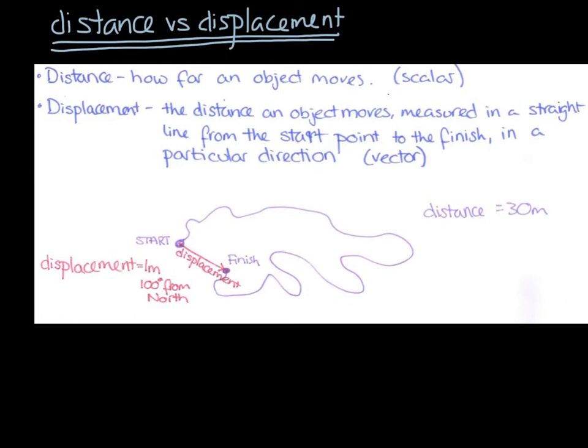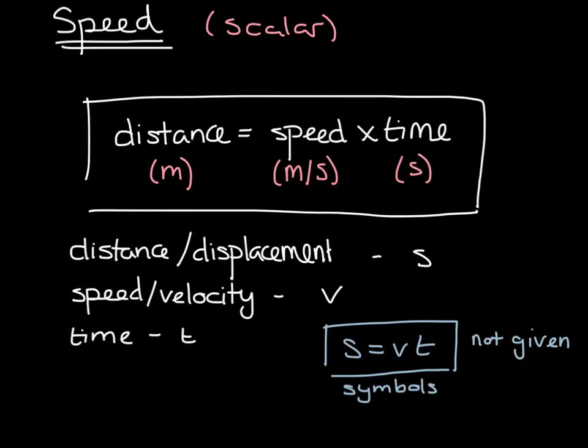particular direction. So for example, if we went on a journey and we started here and we went around here, then all the way around here and all the way around here and finished here, the distance we travelled might be something like, say, 30 metres, but our displacement would be 1 metre 100 degrees from the north. So we've just said that this is north and that angle there is 100 degrees. It has a magnitude and a direction.